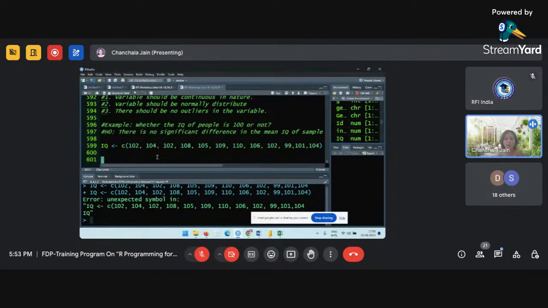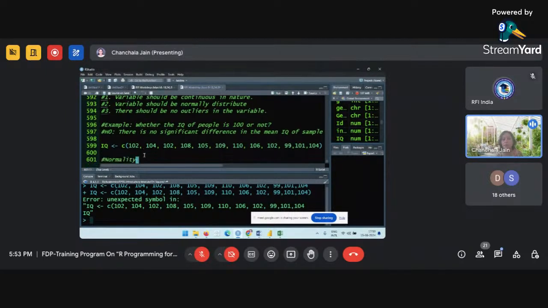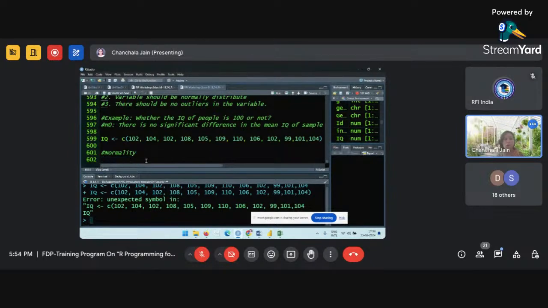Now you need to check the assumptions first. So suppose you want to check firstly the normality. As the first assumption, you can check by yourself that the IQ variable should be continuous. These are numbers, and it is quite possible that the IQ value can be in decimal points also. So that way IQ is a kind of continuous variable. Now talking about the normality of the IQ variable.